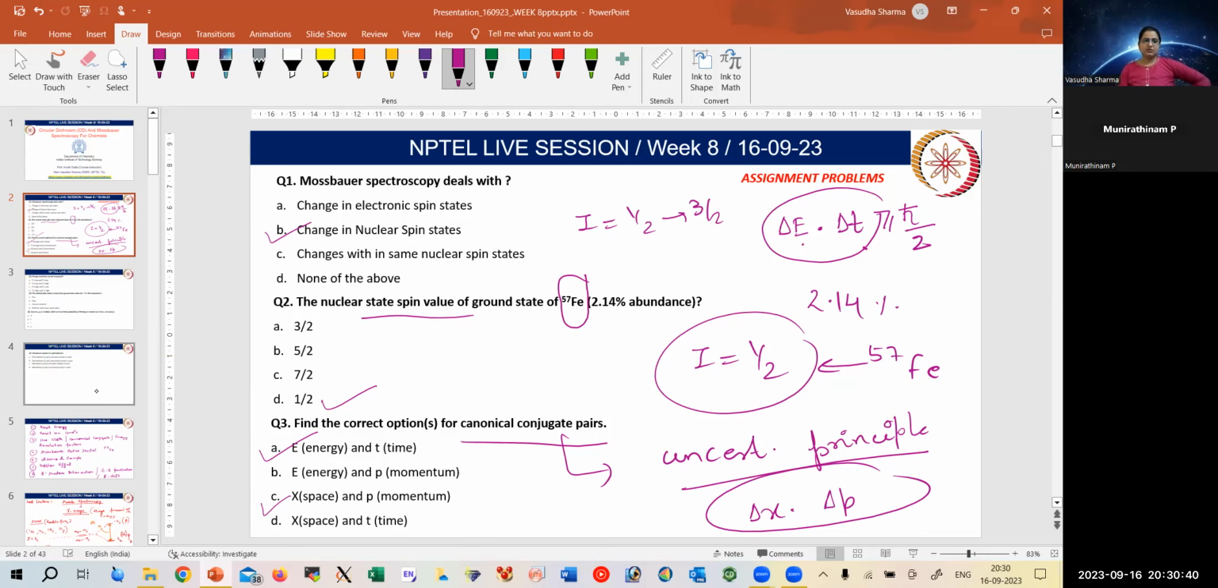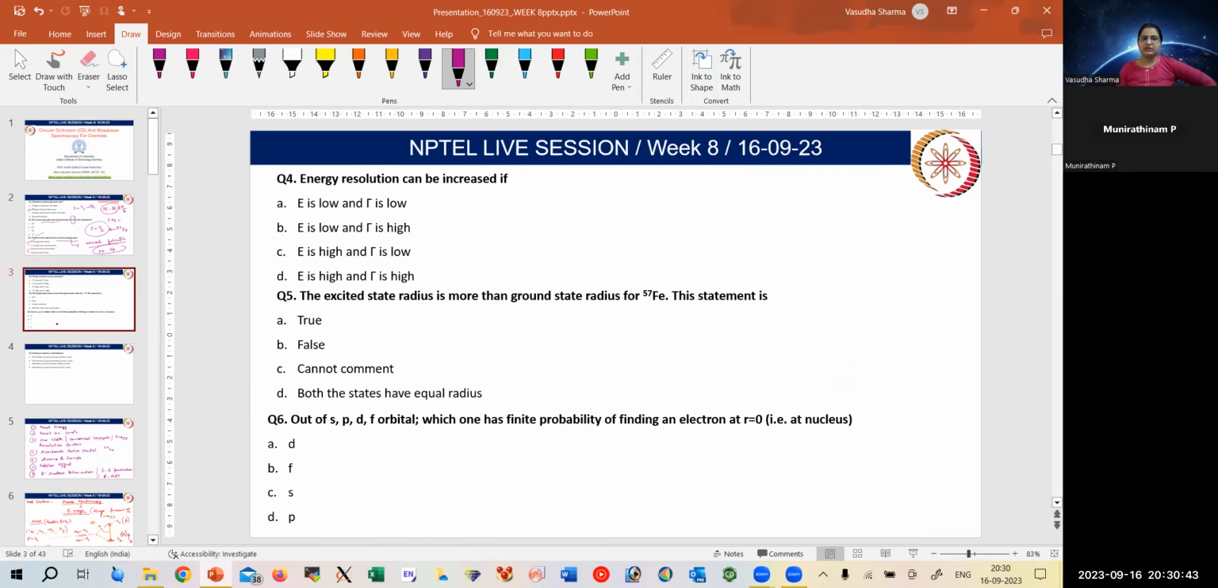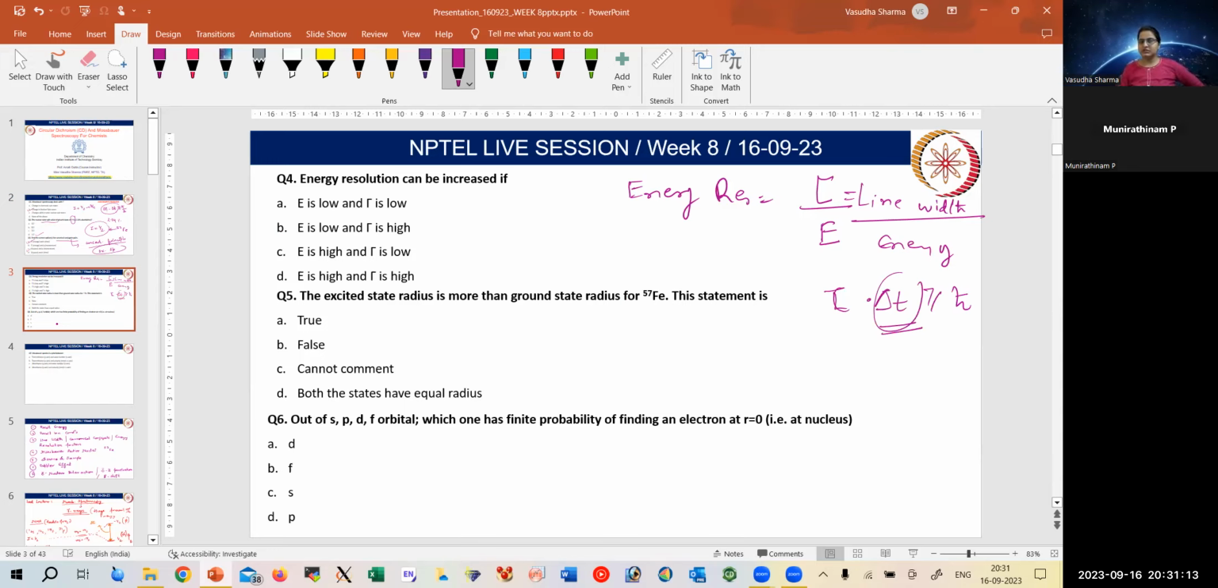Okay. The question: the energy resolution can be increased. We have energy resolution equal to tau by E. So E is the energy between the two states and tau is the line width. This is your line width and this is your energy. And we know that line width tau is dependent on the time also. So this is the half life. So if E is low and tau is low, then energy resolution would be high. Which option do you feel is right?